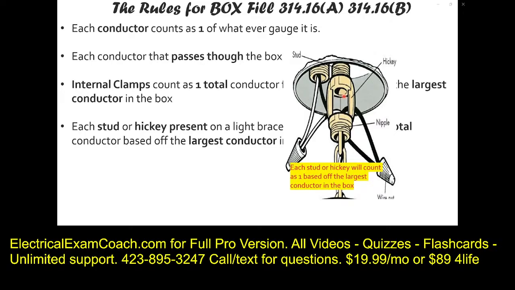In this scenario here, in this picture, the stud would count as one of whatever gauge was in the box that was the largest, and the hickey would count as one of whatever gauge was in the box that is the largest.